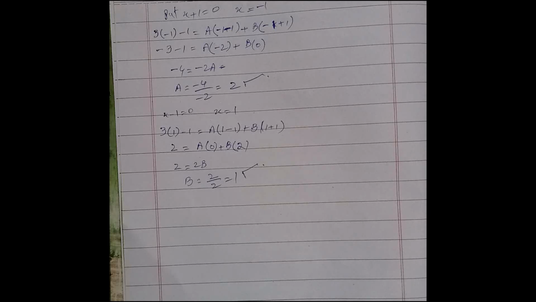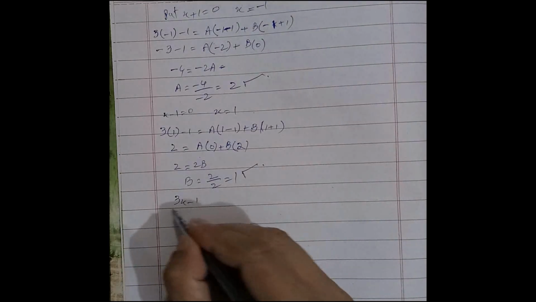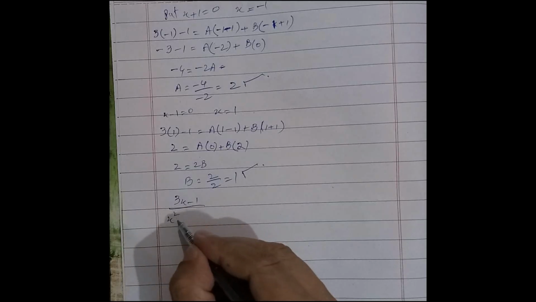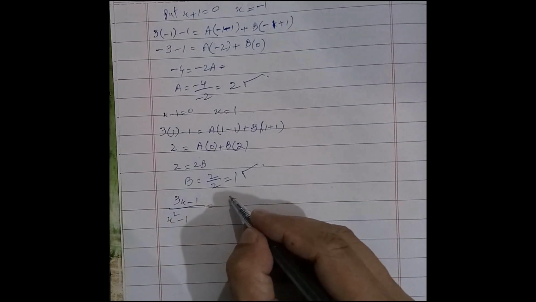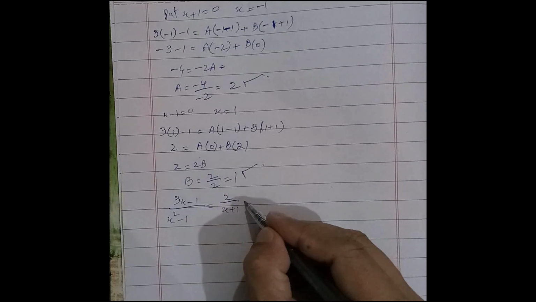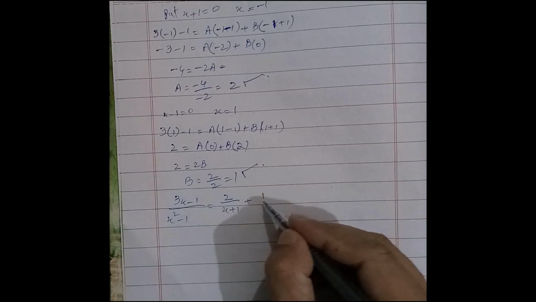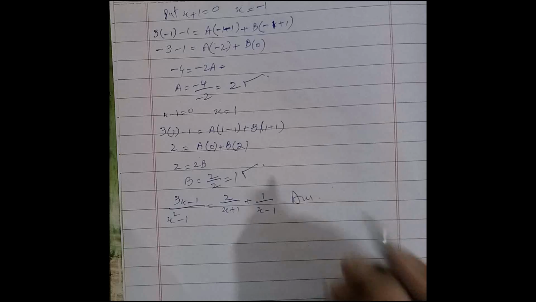Now we put the value of a and b in the equation, which is 3x minus 1 over x square minus 1 is equal to 2 over x plus 1 plus 1 over x minus 1, and it is the answer of question 3.